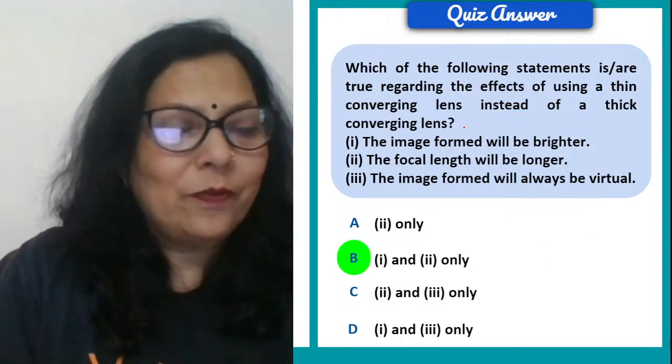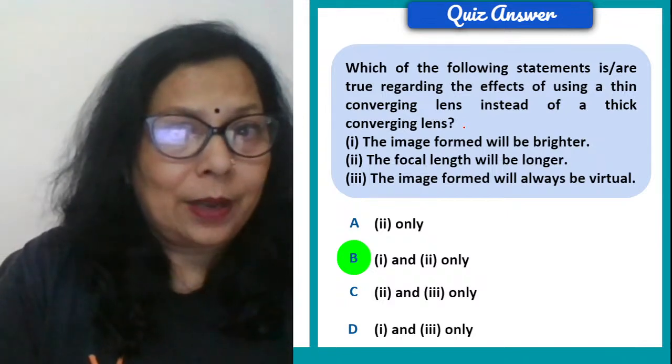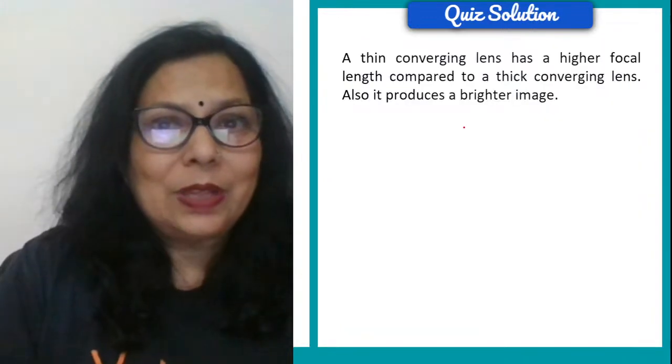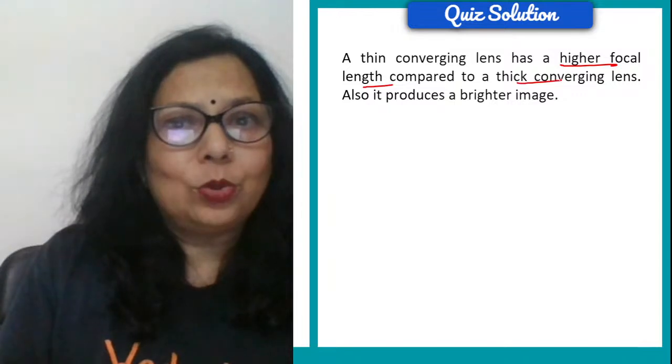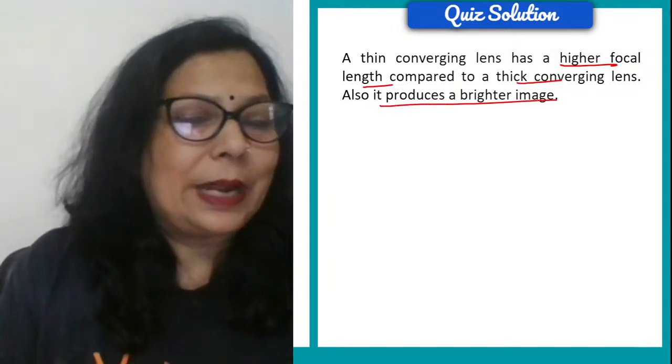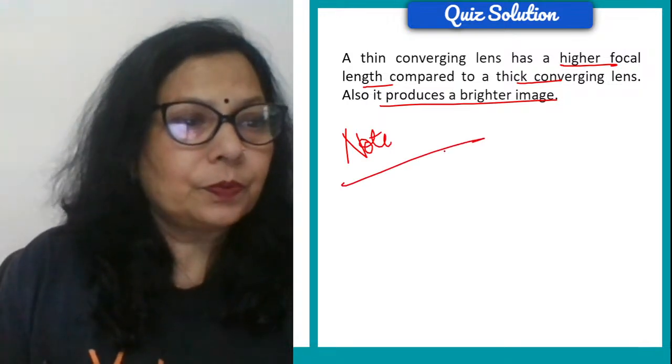In a convex lens, virtual is only one case; otherwise the image formed will always be virtual is for the concave lens. So the first and second: when the lens is thin, the thin converging lens has a higher focal length as compared to thick. So it always produces a brighter image. Note it down.